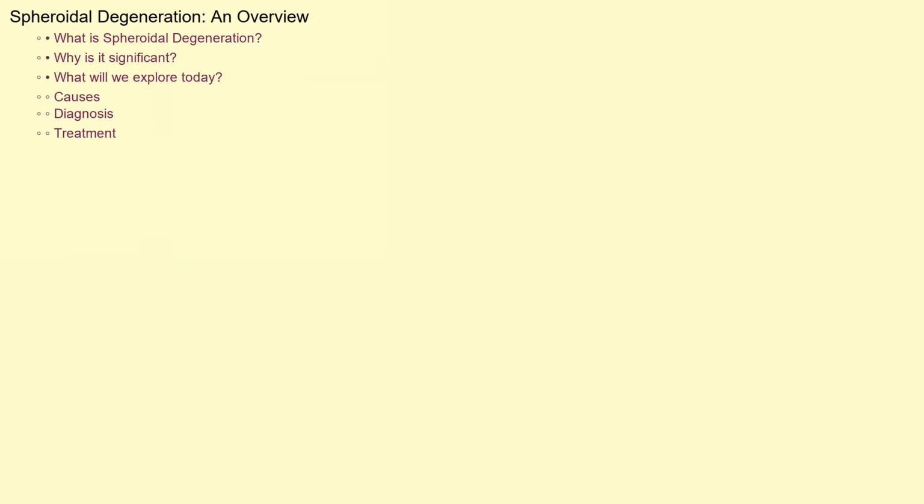Today, we're diving into a less common but significant eye condition known as spheroidal degeneration. This fascinating and sometimes visually impairing disease affects the cornea, the clear front surface of your eye. We'll explore what it is, what causes it, how it's diagnosed, and what can be done about it. So, join us as we unravel the complexities of spheroidal degeneration.